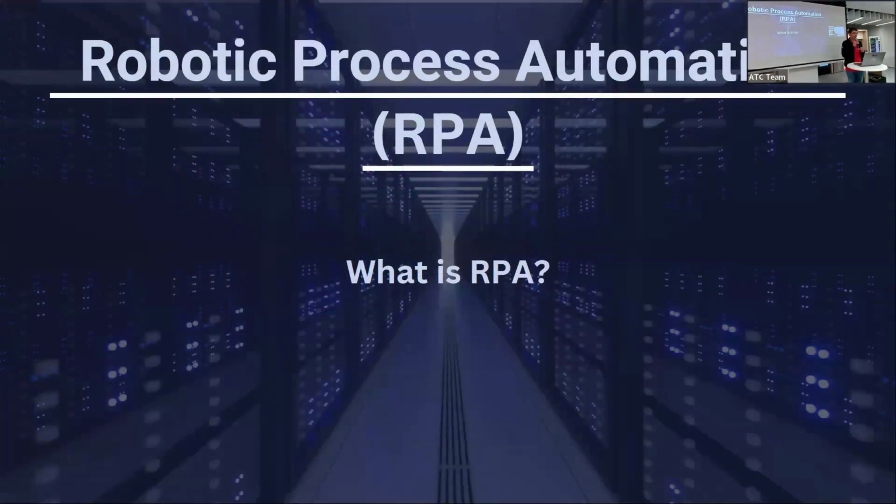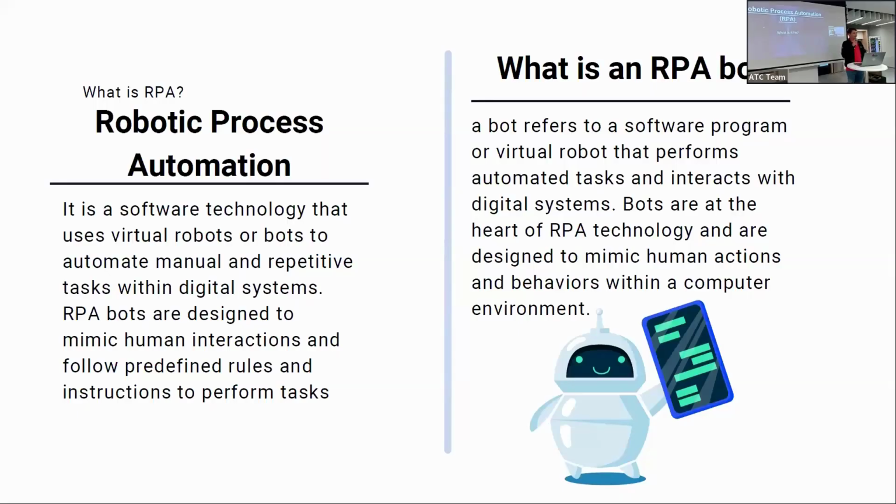Today I'll be talking about RPA, robotic process automation. So robotic process automation is software that uses virtual bots to automate manual and repetitive tasks with digital systems. RPA bots are designed to mimic human behavior and follow predetermined rules and instructions to perform tasks.